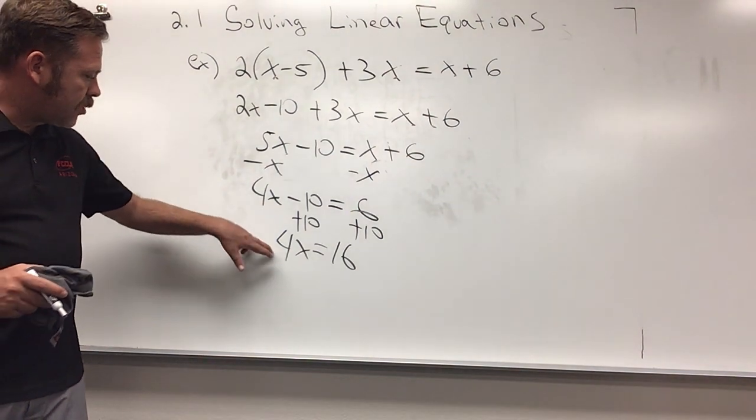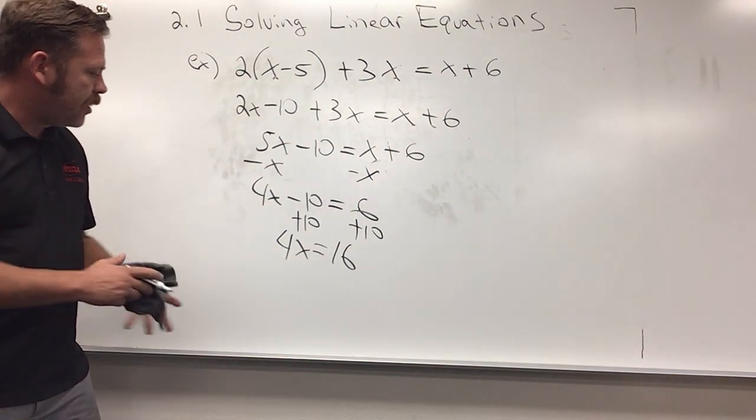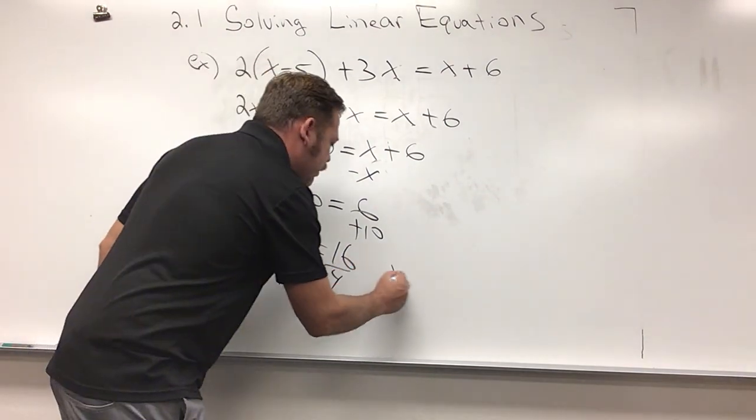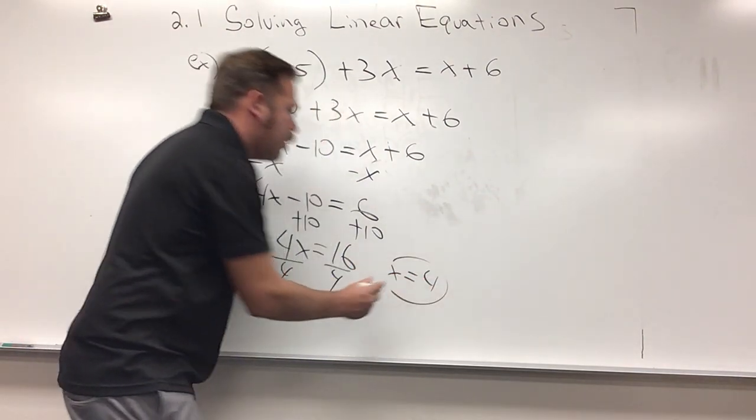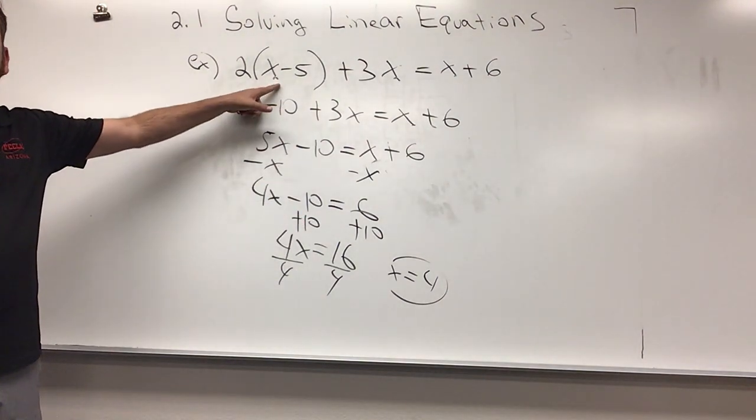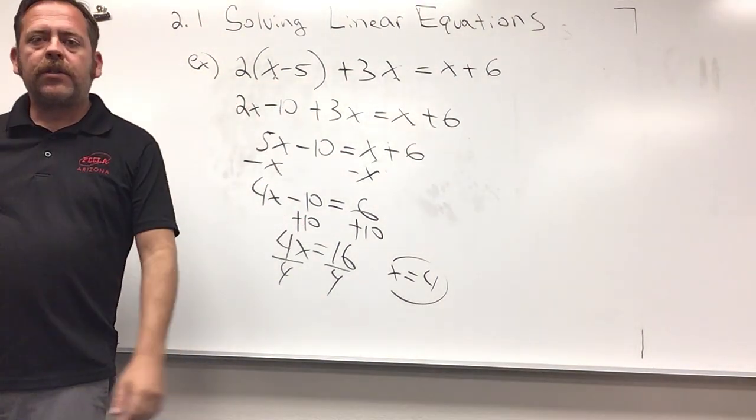The opposite of multiplying by 4. To get rid of this 4, we're going to divide by 4. And x is equal to 4. There's my solution. X equals 4. You can plug it in and check. It works. All right.